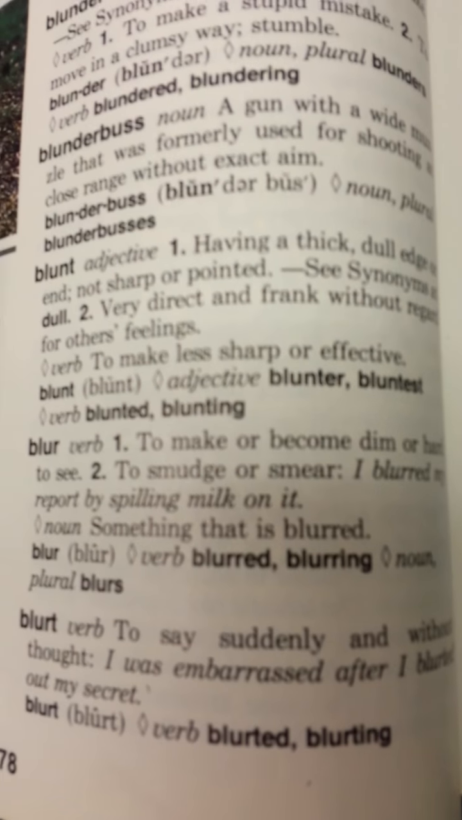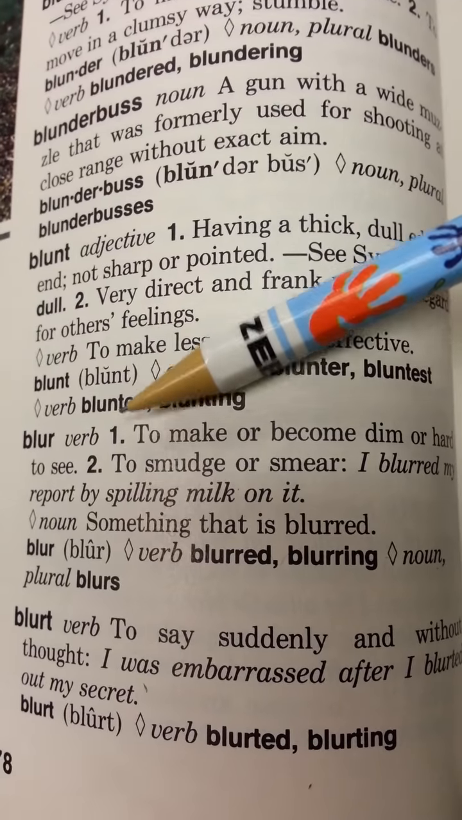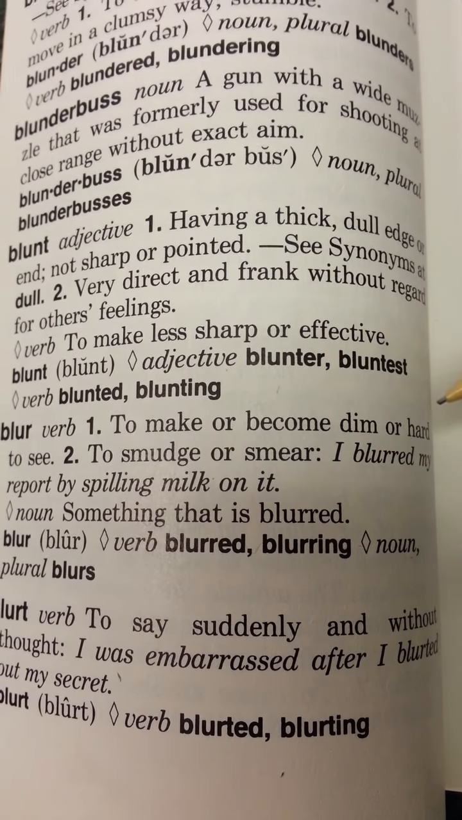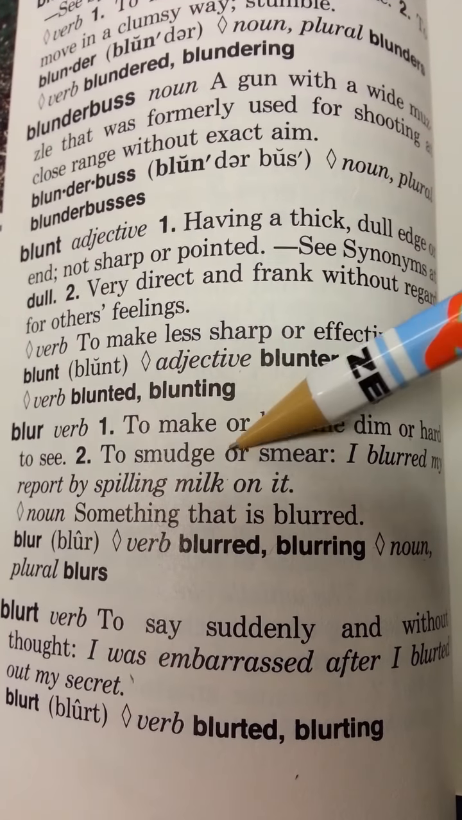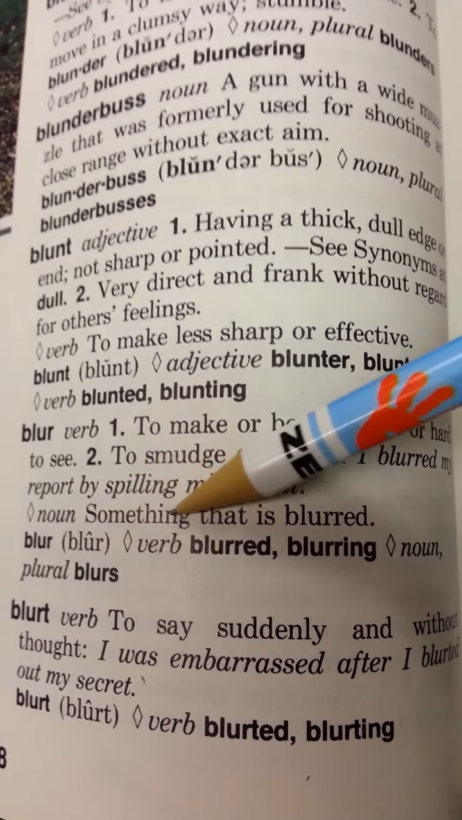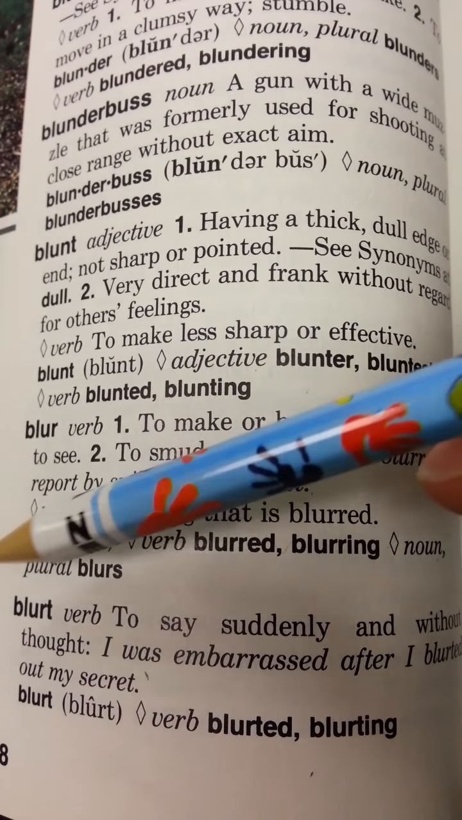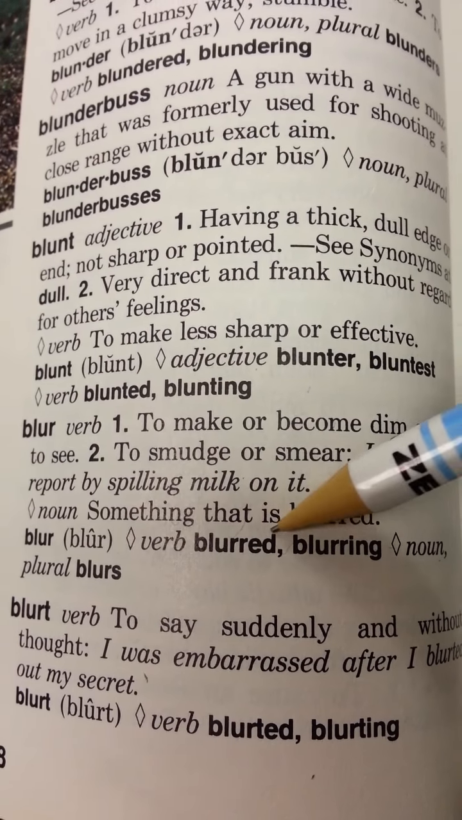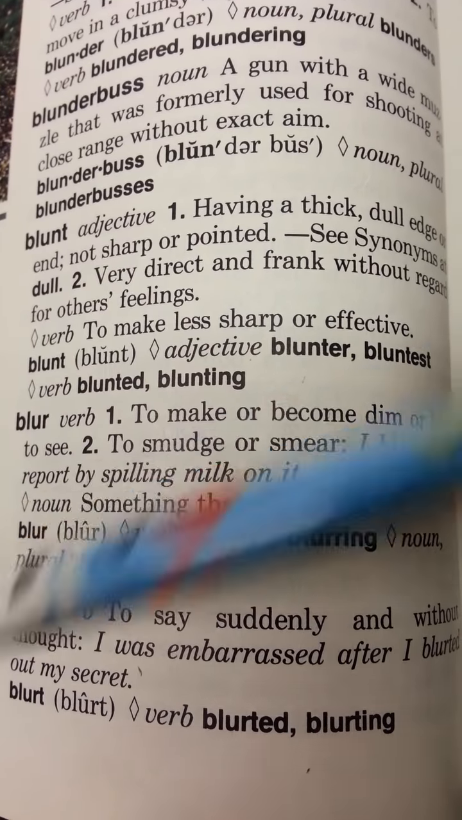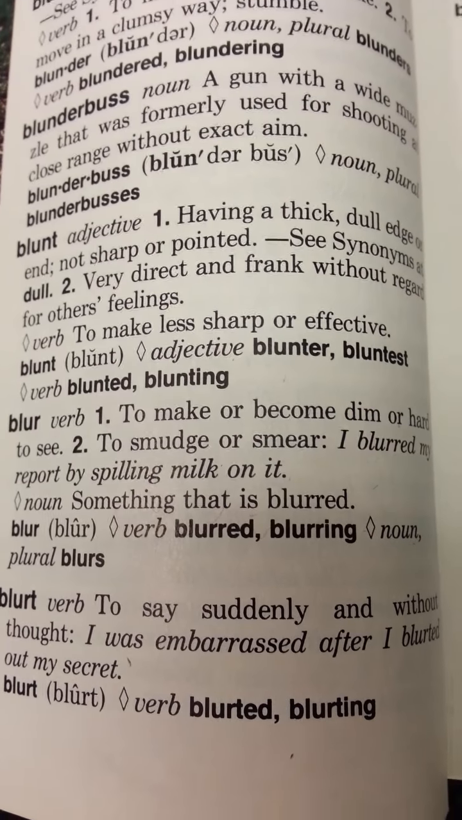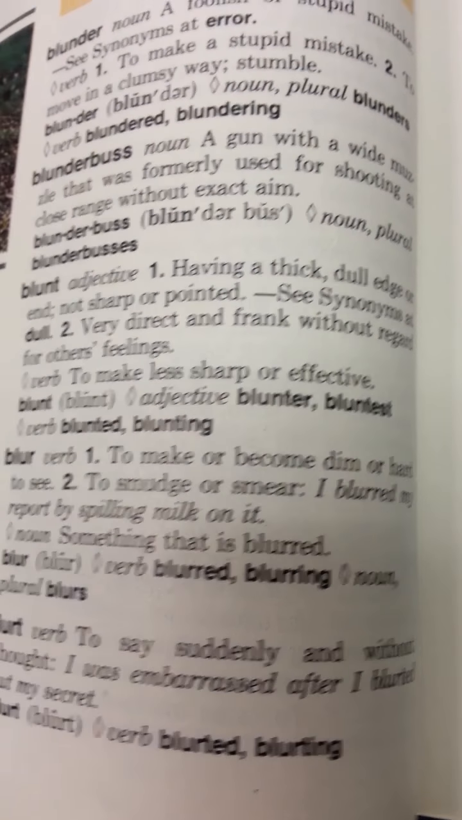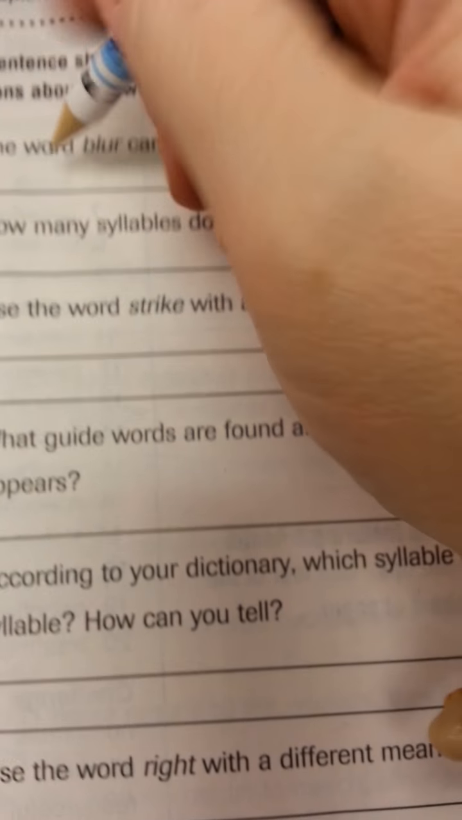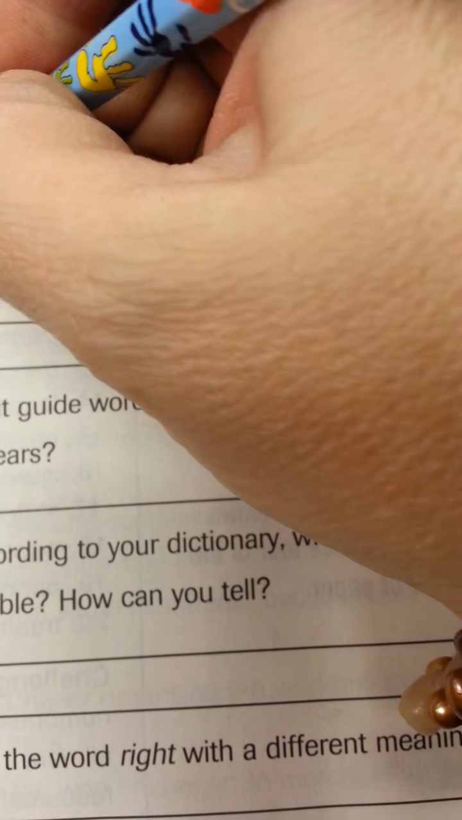Blur. Okay. It can be a verb, to make or become dim or hard to see, to smudge or smear. I blurred my report by spilling milk on it. Noun, something that is blurred. Okay, blur, again, verb. Blurred, blurring, those are all verbs. Noun, plural, blurs. Okay? So, I now know, according to my dictionary, that it can be two different parts of speech.